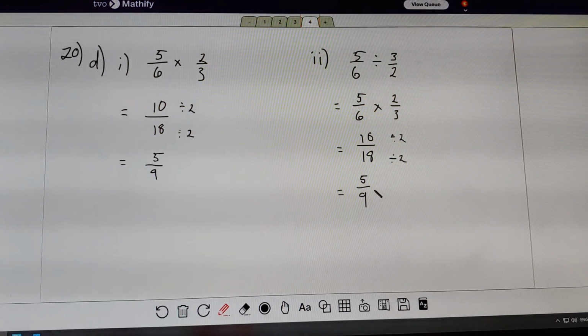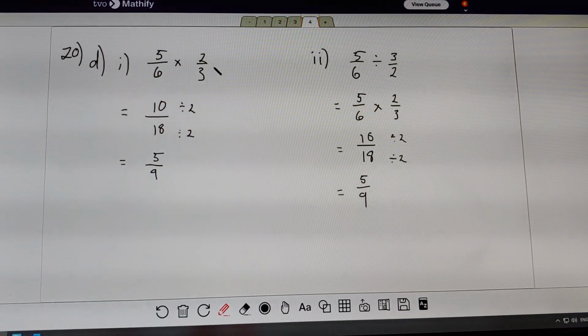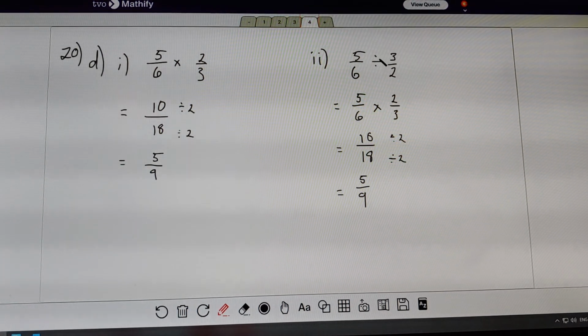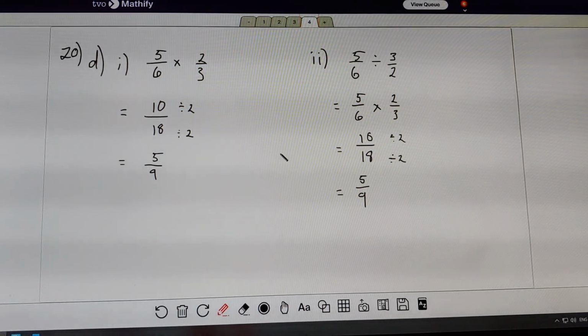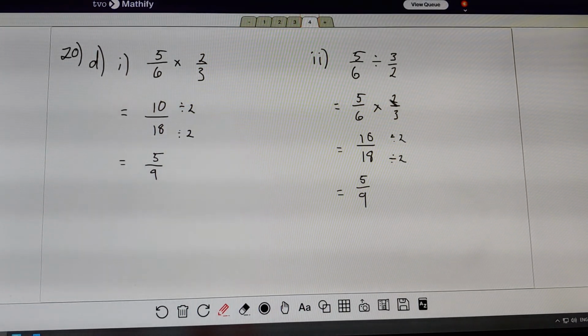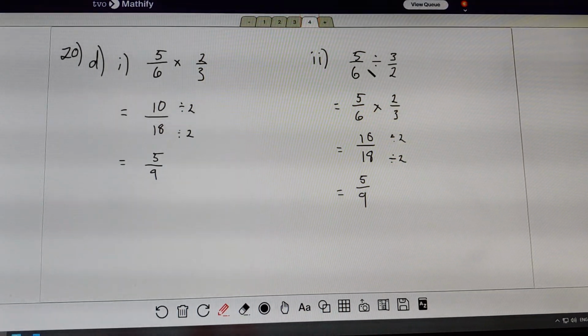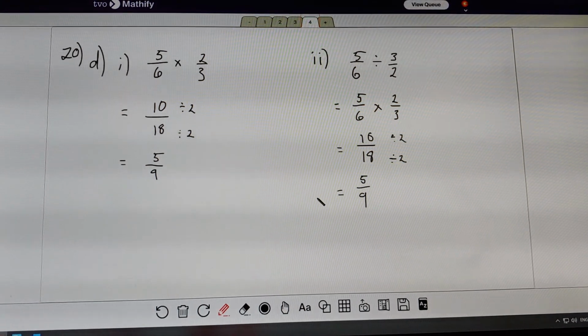So the pattern they're wanting us to see is that if you are dividing by the reciprocal, you get the same answer. It's just another way of proving that multiplying by the reciprocal is the exact same as dividing, okay? So that's why we're getting the same answers.